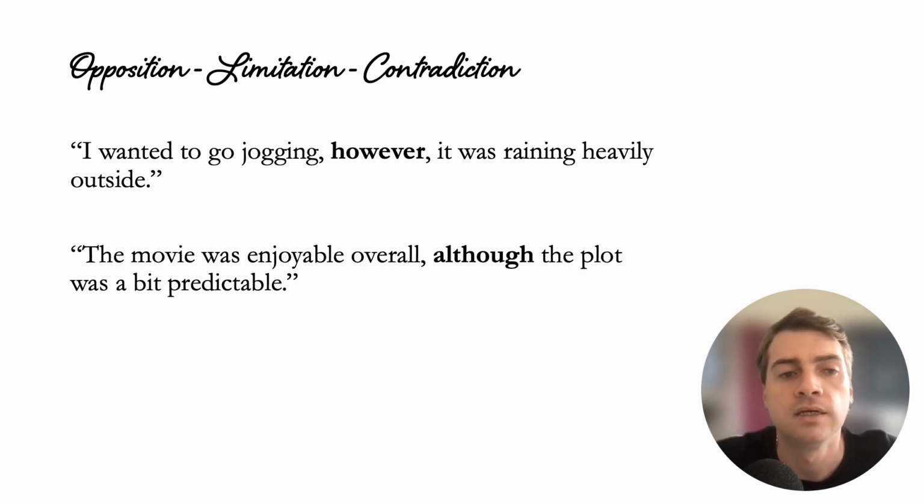All right. The movie was enjoyable overall, although the plot was a bit predictable. Again, X says the movie was enjoyable, but the contradiction or the limit, the Y, was that the plot was predictable. So that's why the movie wasn't great, right? It was enjoyable, okay? So although shows us that these two things are opposite of each other, all right?